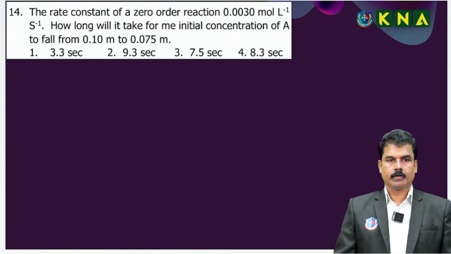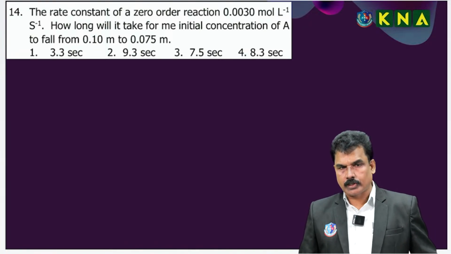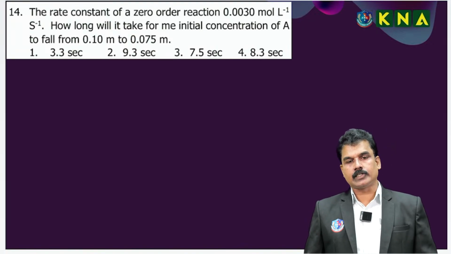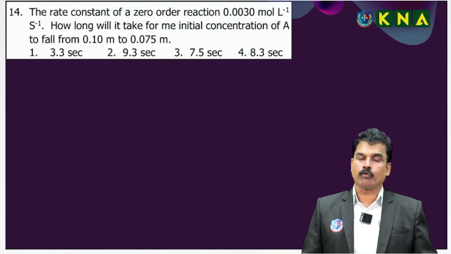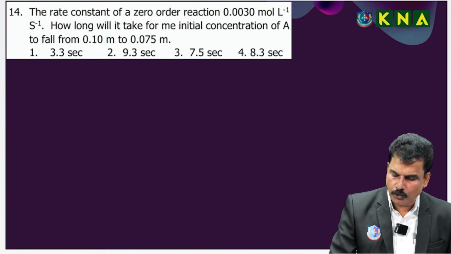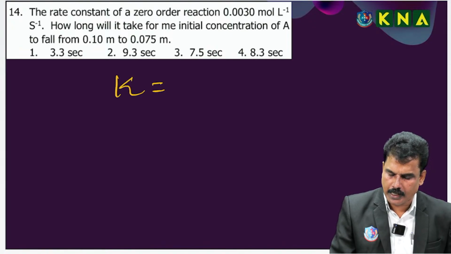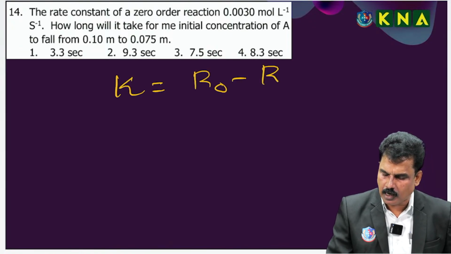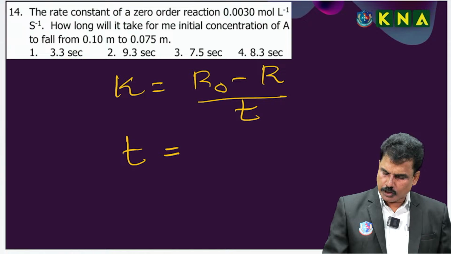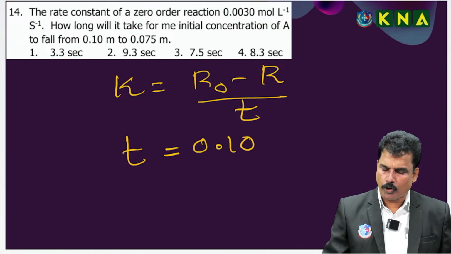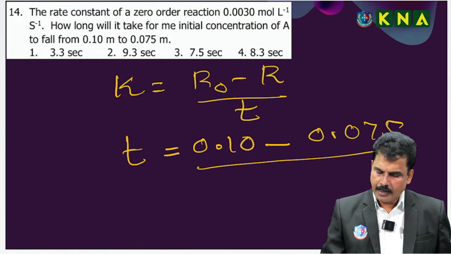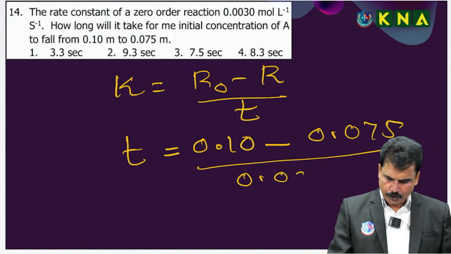Okay, next question. The rate constant of a zero order reaction is given. How long will it take for the initial concentration to change from 0.1 to 0.075? How to calculate the time interval? The rate constant expression for a zero order reaction is K is equal to R0 minus R by T. Here you have to calculate a time interval. T is equal to R naught, initial concentration 0.10, minus 0.075, divided by K. What is the K value? 0.003.